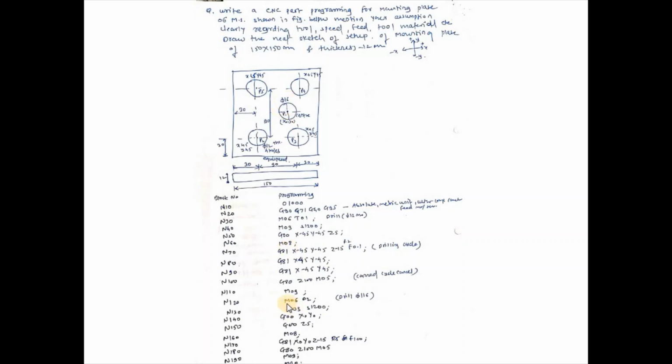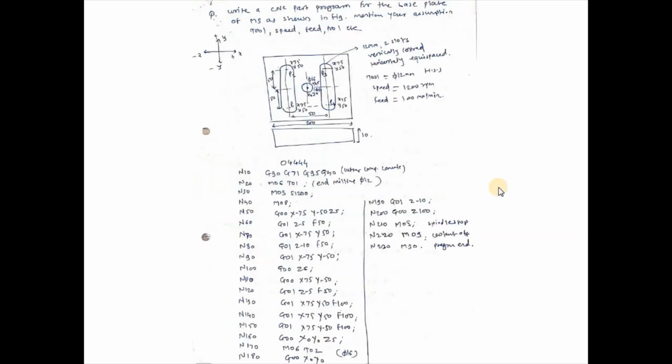For that we have to use tool change, second tool, a drill with 516 diameter. Then again the same procedure: rapid traverse to X0 Y0 point above the plate, Z3. Then we use the G81 canned cycle with Z minus 15, feed rate, and then the end of the program.